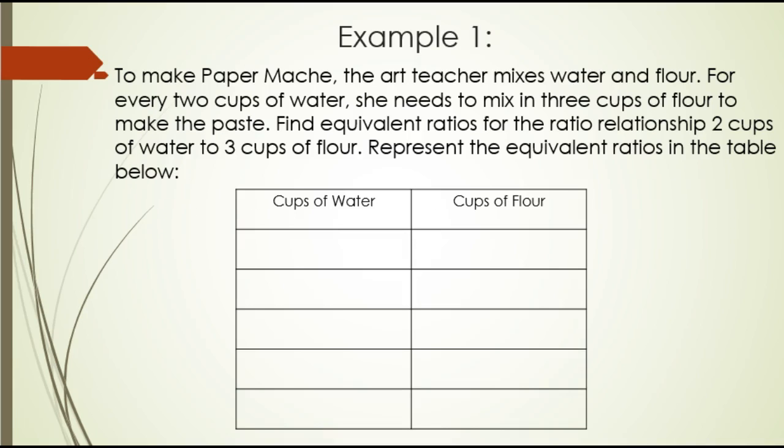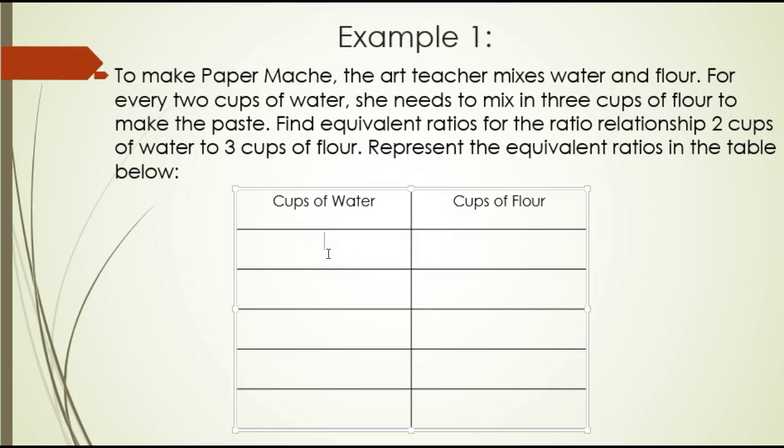So let's take a look at the solution. Let's see what our table should look like. It says to make papier-mâché, the art teacher mixes water and flour. For every 2 cups of water, she needs to mix in 3 cups of flour. So this actually gives me my ratio, 2 cups of water to 3 cups of flour. To make the paste, find the equivalent ratios for the ratio relationship 2 cups of water to 3 cups of flour. Represent the equivalent ratios in the table below. So I know with water I have 2 cups, and for flour I start out with 3 cups.